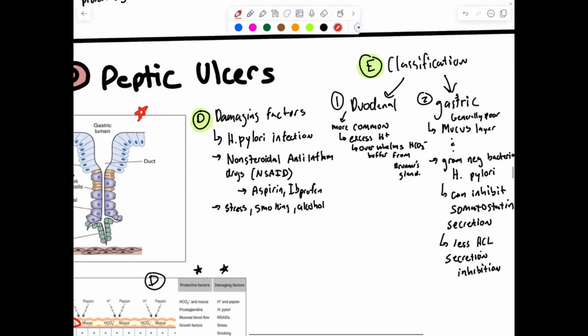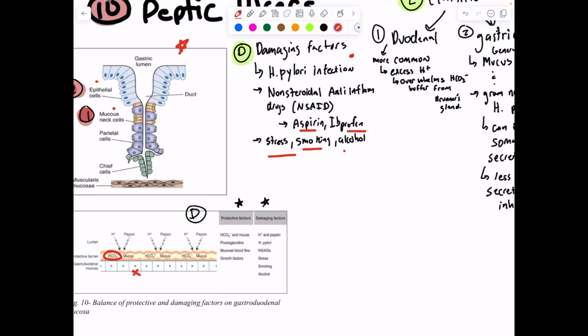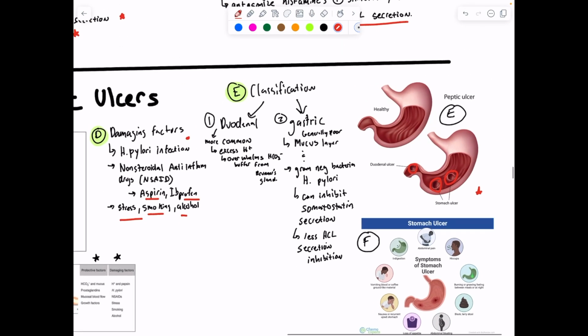Damaging factors are H. pylori infection, which is huge, and then non-steroidal anti-inflammatory drugs such as aspirin or ibuprofen can damage the protective barrier. Stress, smoking, and alcohol can make it worse. You know, alcohol is absorbed partially through the wall of the stomach.